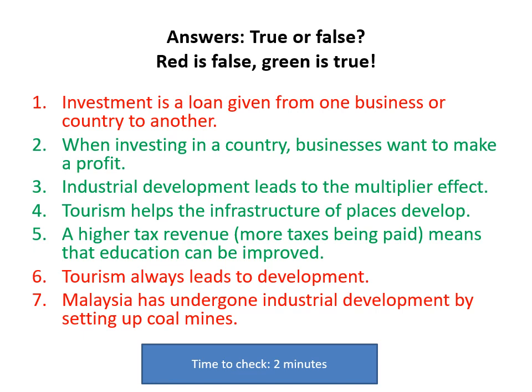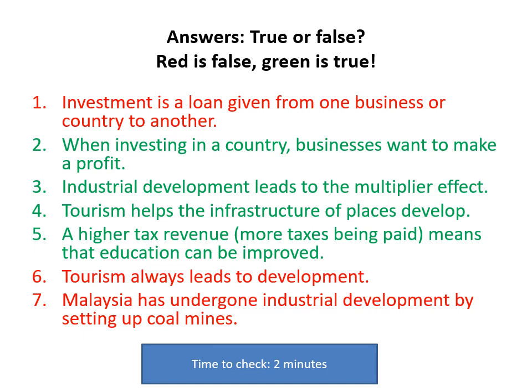2, 3, 4, and 5, all correct. I'll let you just read through those. Hopefully you've already read them. So yeah, they're all spot on. Number 6, tourism always leads to development. Not true. There are many disadvantages to tourism. And like I said earlier, Jamaica, when we look at that, we'll look at some in a little bit more detail. Number 7, Malaysia has undergone industrial development by setting up coal mines.